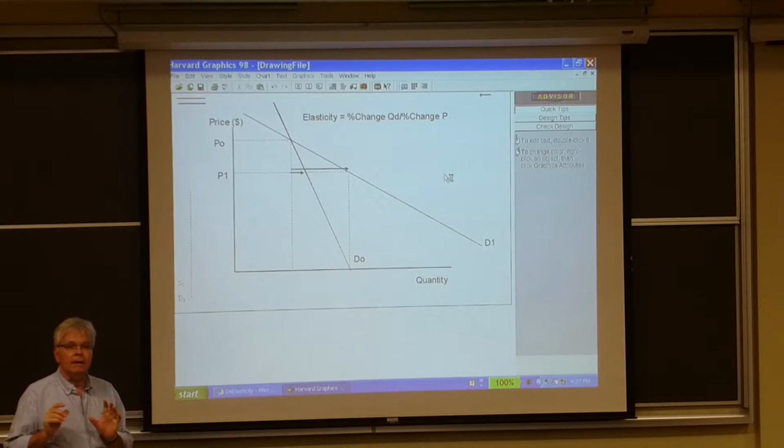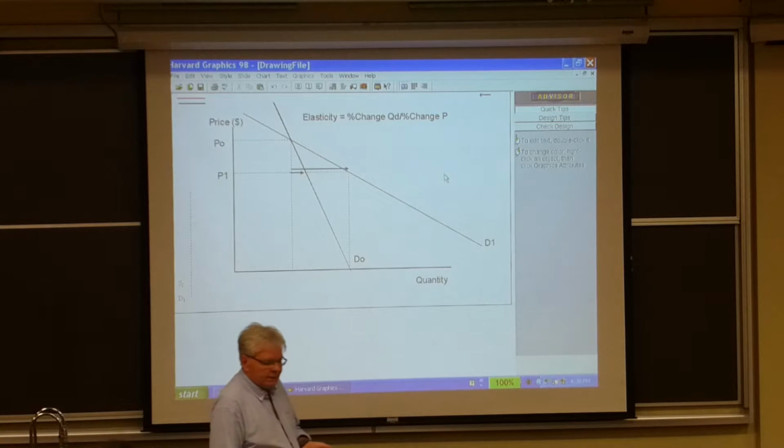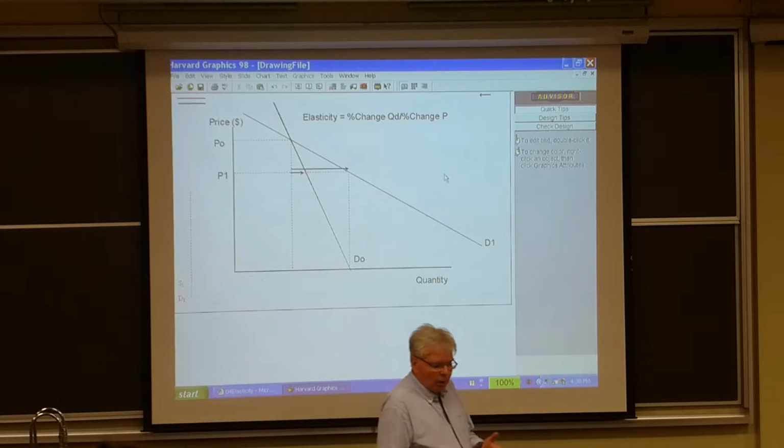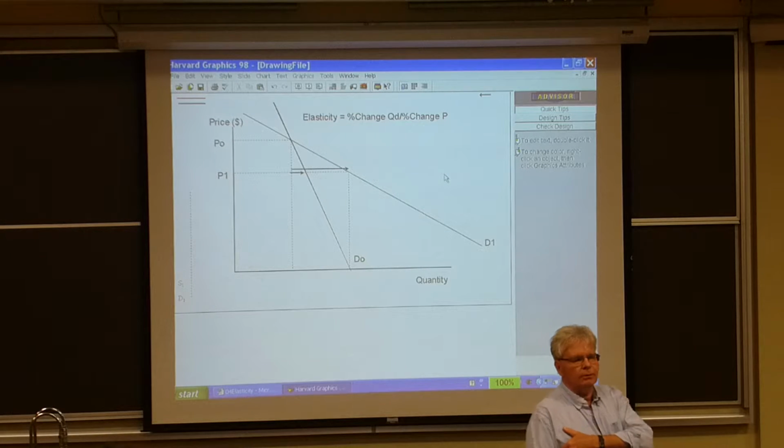What do you think, a number? Now, elasticity turns out to be a pure number because it's a ratio of percentages. So what it is drops out. There's no unit to it. It's just a pure number.